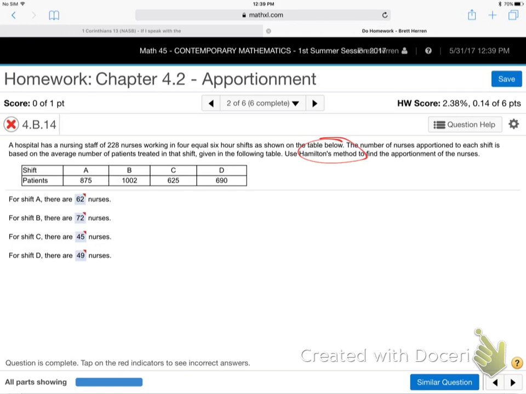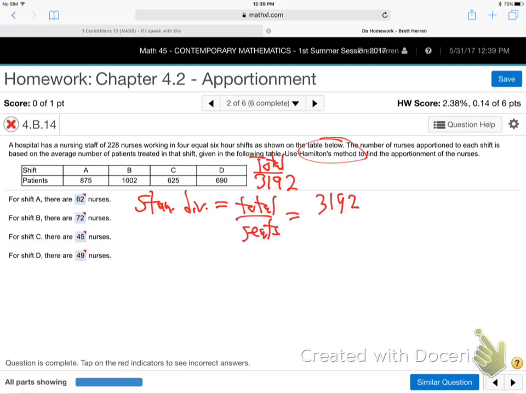This is the easiest one, right? First off, we need the total here, don't we? Somebody have a calculator? I got a calculator. What's the total there? 875 plus 1,002, 625, 690, 3192. It's the total. So standard divisor is total over seats. So it's 3192 over how many seats? Oh, there it is. 228. Standard divisor is 14.